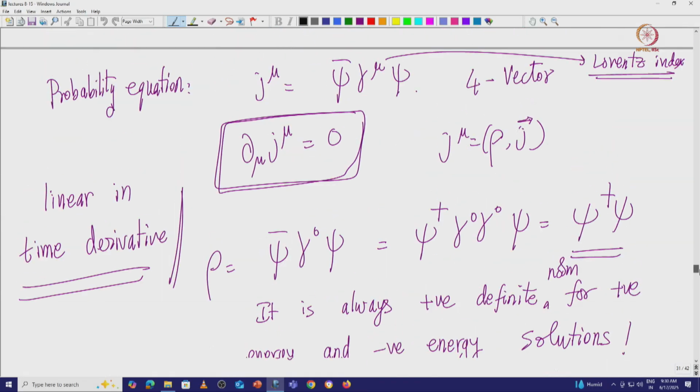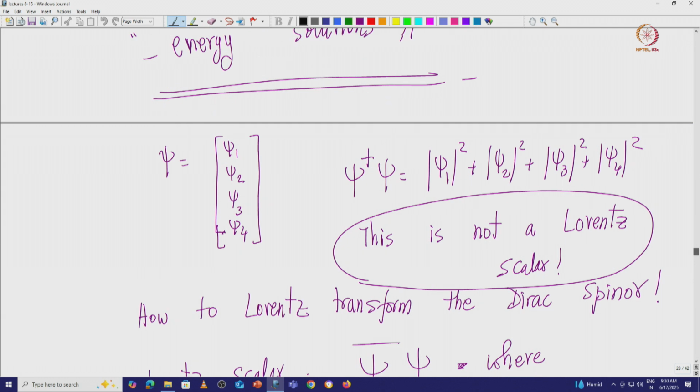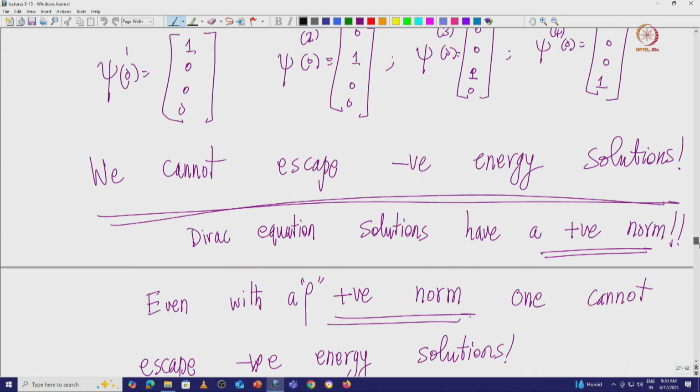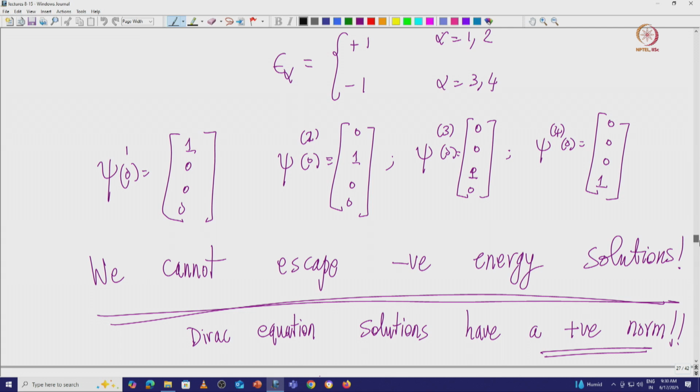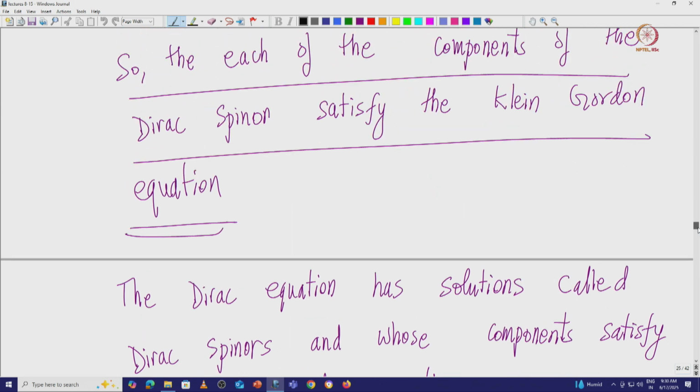Welcome back, friends. So we have been looking at the wave functions of the Dirac equation, and I kept saying that this is not a scalar wave function, but it's a spinor. I called it a Dirac spinor essentially because it has 4 components. It looks like a vector, but it's not a vector. I told you it's not a Lorentz vector. Then what is it?